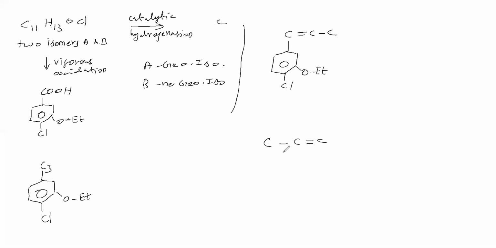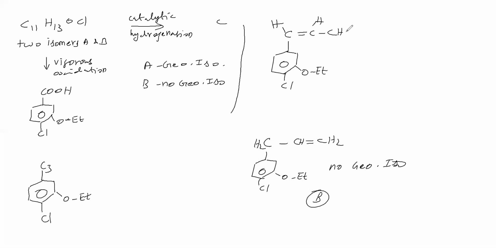Okay. So now we have written like this. Here OEt, here Cl. Double bond here means we will give hydrogens like this. This will not show geometrical isomerism. So B will not show geometrical isomerism. Therefore, this is B. Here we will give hydrogen, here we will give hydrogen. It can show geometrical isomerism. It is showing geometrical isomerism. Therefore, it is A.